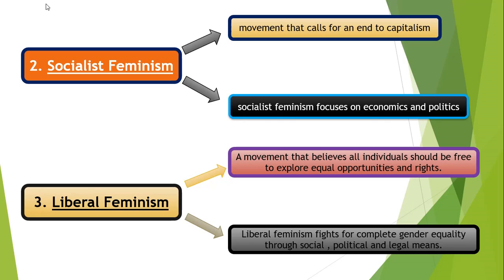Now move on to third type of feminism, that is liberal feminism. A movement that believes all individuals should be free to explore equal opportunities and rights. Liberal feminists argue that society holds the false belief that women are by nature less intellectually and physically capable than men. So, liberal feminism fights for complete gender equality through social, political, and legal means. There are some other types of feminism as follows: black feminism, cultural feminism, eco-feminism, transnational or global feminism, and visionary feminism.